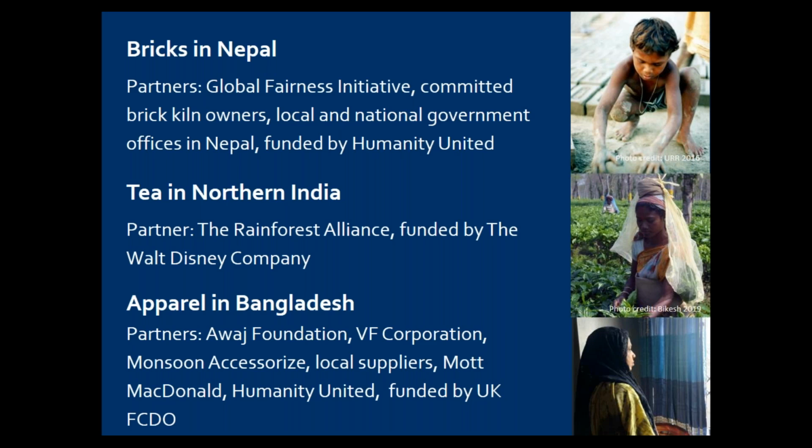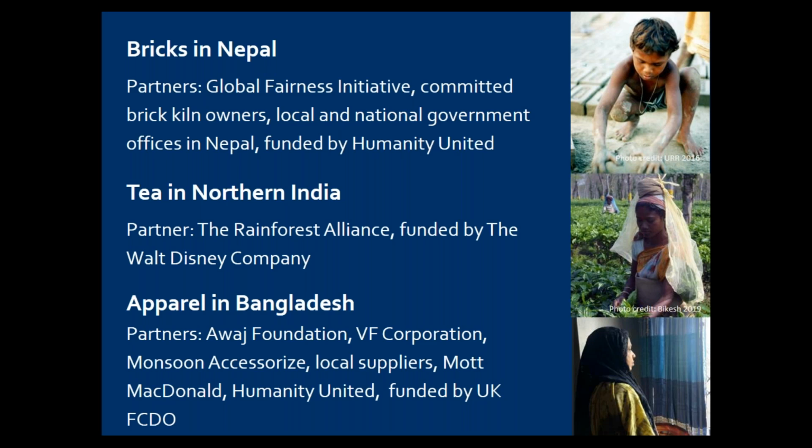Thanks, Elisabeth. And I think this is also a very appropriate example for the audience today. It talks about our most recent project that we launched in Bangladesh as of this August in partnership with Awaj Foundation, Humanity United, BF Corporation, Monsoon Accessorize, and Mock McDonald, and with funding from UK aid from the UK government. The objective of this project is to have more brands and suppliers working together to reduce risk of child labor, forced labor and bonded labor in supply chains in Bangladesh.